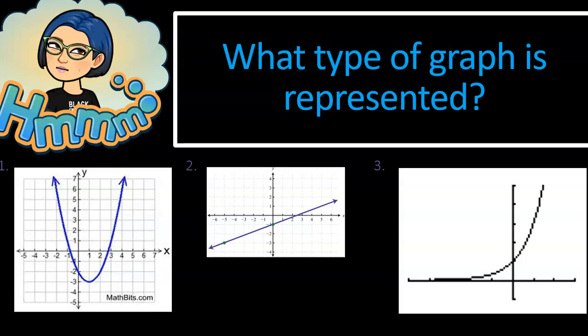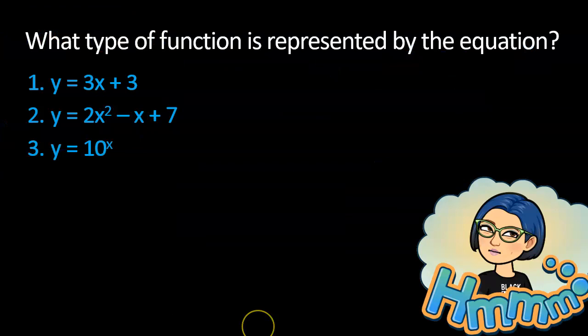So this first graph was quadratic. I'm just going to write quad. Second was linear. And the third one was exponential. All right, let's try looking at equations now. So again, go ahead and pause your screen while you decide what type of functions you're looking at, and unpause when you're ready to see the answers.